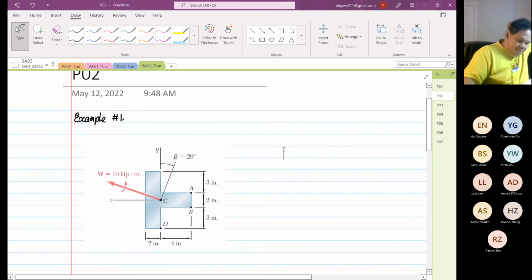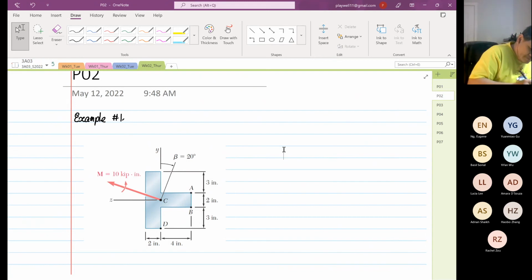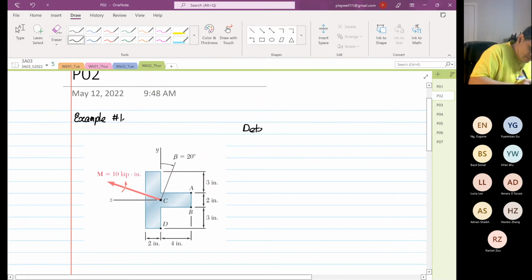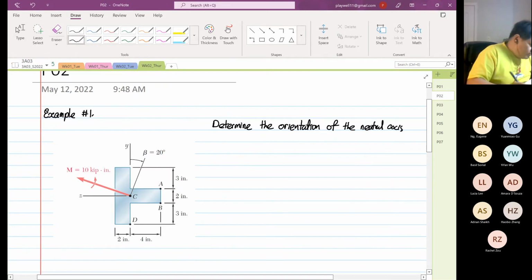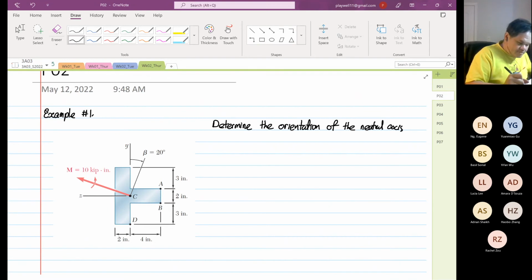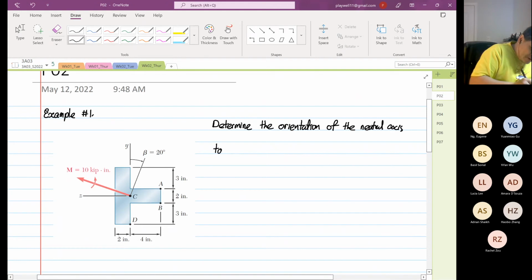So from here we want to determine the orientation of the neutral axis. So the formula we're going to apply is tangent pi is equal to Izz over Iyy tangent theta. Okay, so last week we found out what our Iyy was.